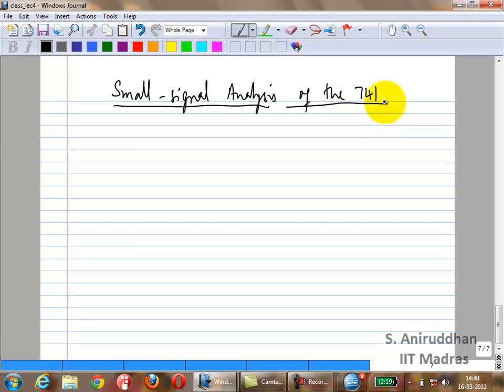Why do we need the bias current? Because we need to calculate the gm. We want the small signal input resistance, output resistance, gm. For the bipolar, all of these things depend on the bias current.